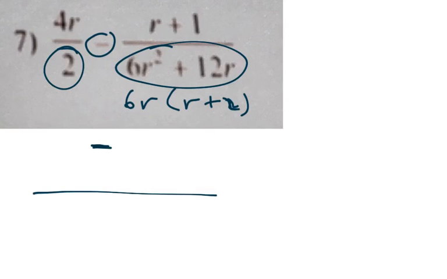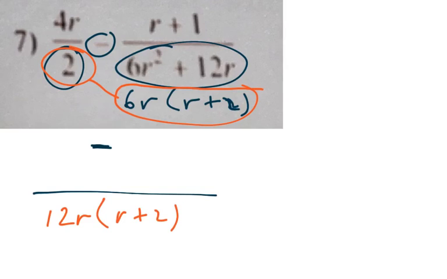Now, what is my common denominator? It's the combination of all my factored pieces, right? So I'm going to times that 2 and 6 together. That's 12r, r plus 2. Now, as you can see, I'm going to multiply both parts by the common denominator, 12r, r plus 2. All right, let's see what happens here.